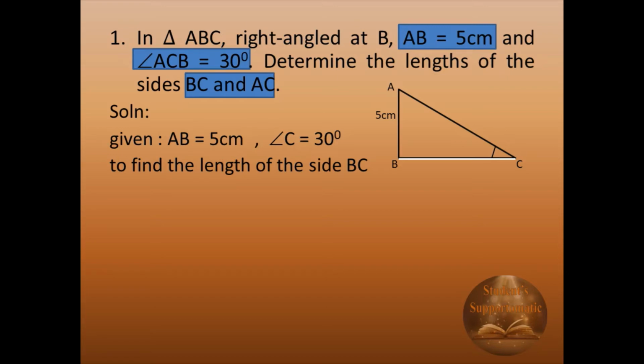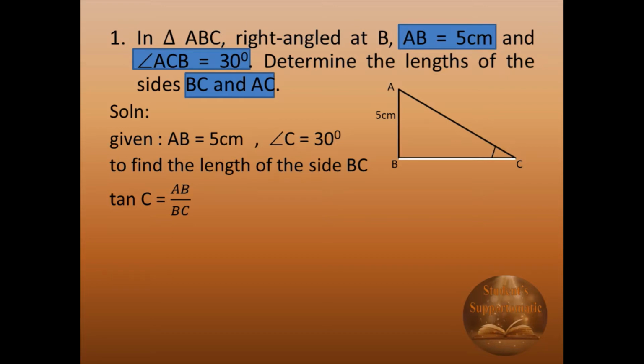So when we consider the angle C, AB and BC: AB is the opposite and BC is the adjacent side. So opposite side and adjacent side, that comes in tan theta. That is, tan theta is equal to opposite by adjacent. So we'll take tan theta. Theta is here what? C. So tan C is equal to AB by BC.